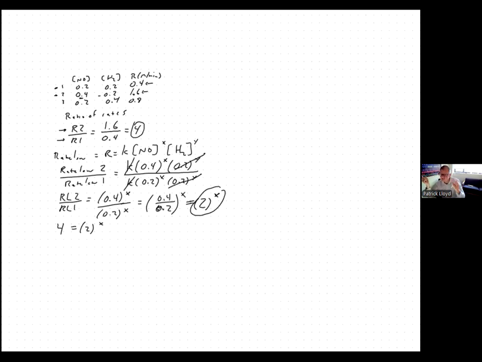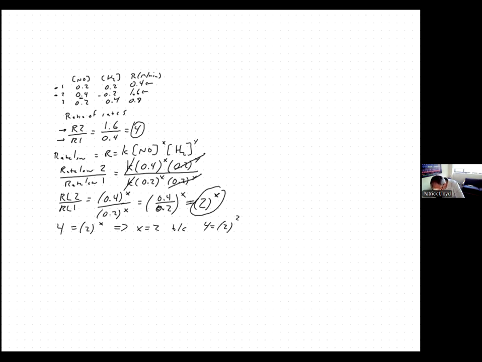Anything raised to the 0, with the exception of 0, is 1. So 2 to the 0 would be 1. Well, 2 to the 0 does not equal 4. Let's try the next one. 2 to the 1, 2 to the first power. Well, 2 to the first power is 2. That also does not equal 4. So that means X cannot be 0 or 1. But what if it's a 2? I'm just going up 0, 1, 2, 3. If X is 2, 2 squared is 4. And that works. So this works for X. This suggests that X is equal to 2 because 4 is equal to 2 to the second power, right?